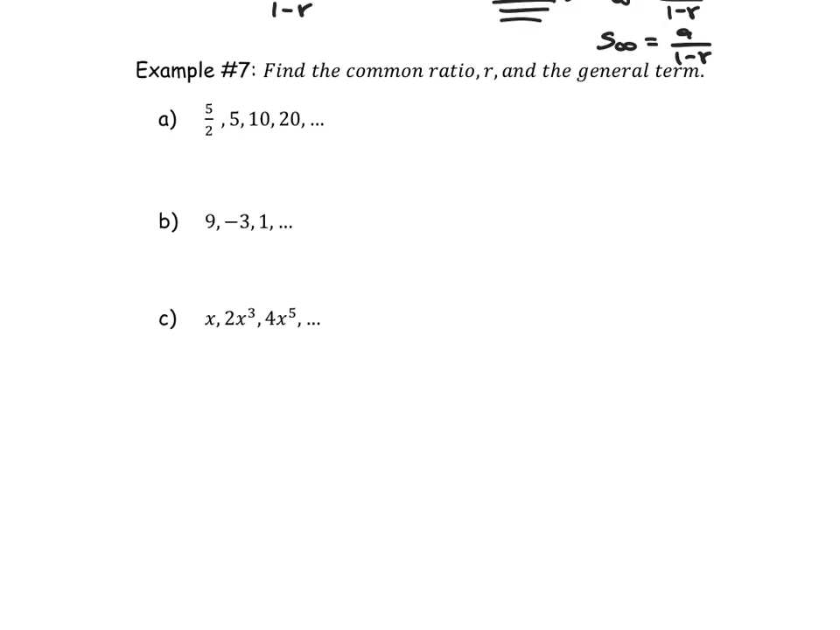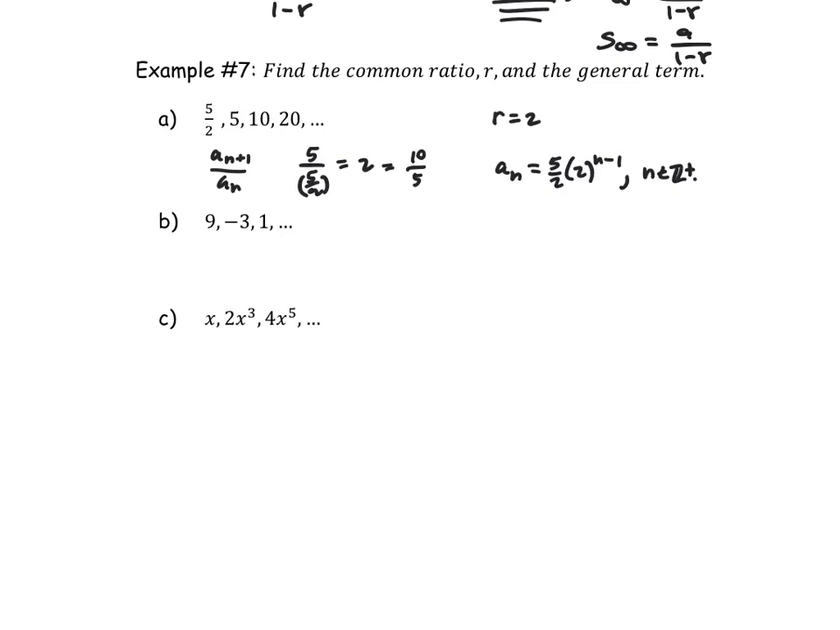Okay, let's look at a few examples, and then we'll call it good for today. Example 7 says, find the common ratio and the general term. Well, the common ratio is always a sub n plus 1 over a sub n. That just means a term divided by the term before it. So if I took 5 and divided by 5 halves, I would get 2. Would that also be true if I took 10 divided by 5? Yes. Therefore, the common ratio is 2, and the general term for this sequence would be 5 halves times 2 to the n minus 1 power, considering that n is in z plus, no limitation on it.